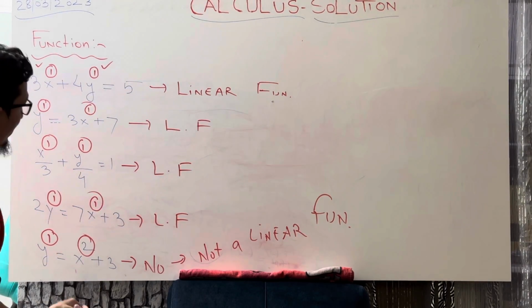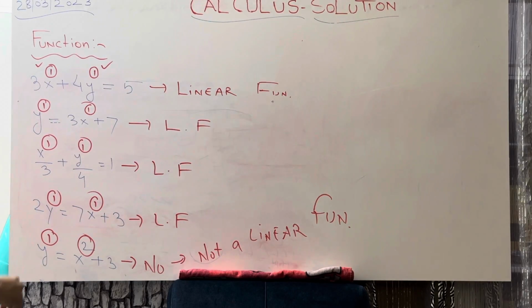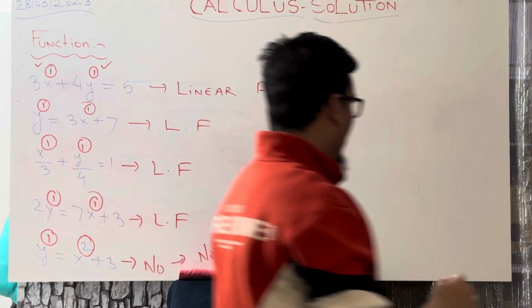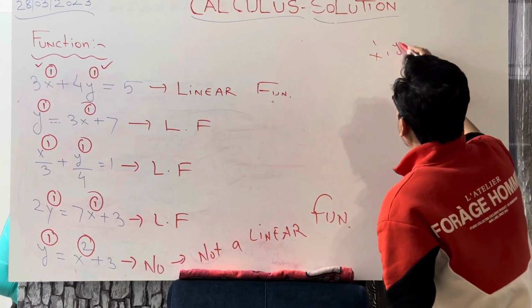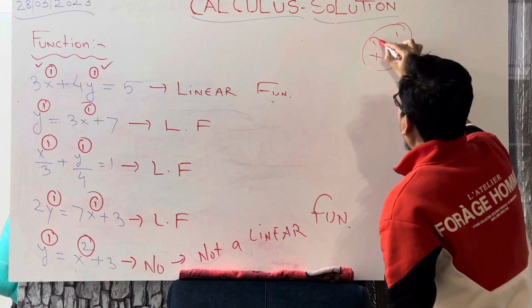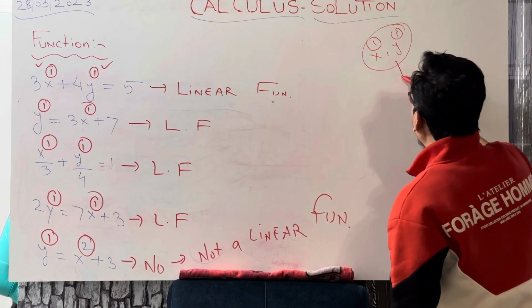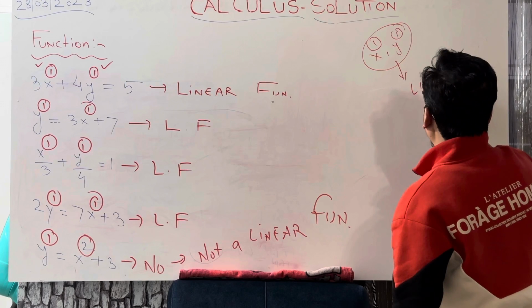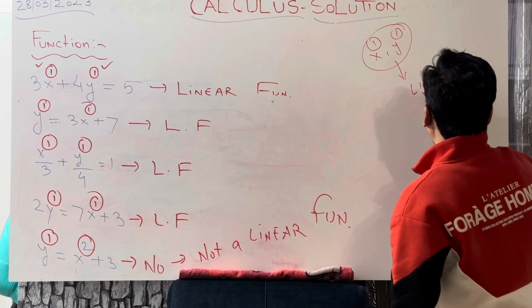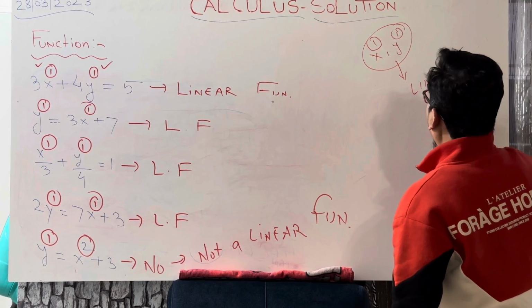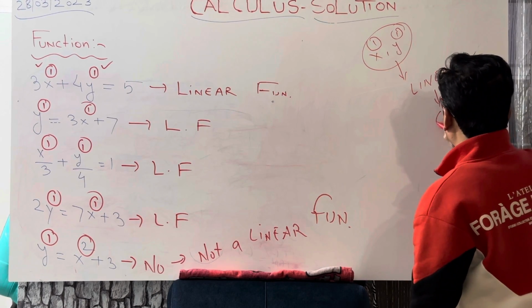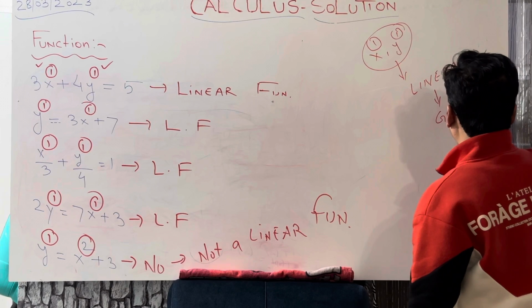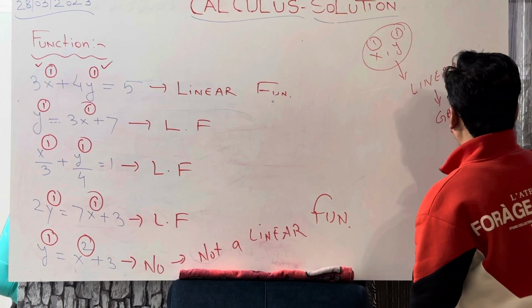So according to the definition of linear, we will say that x must have one exponent and y must have one. So if you see x has one, y has one, then we will say that this is what? A linear, and the graph of the linear is always a line.